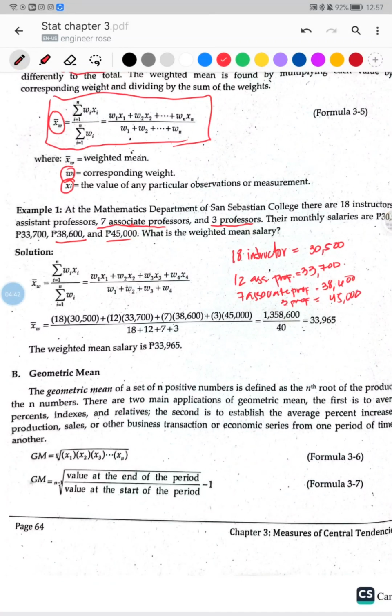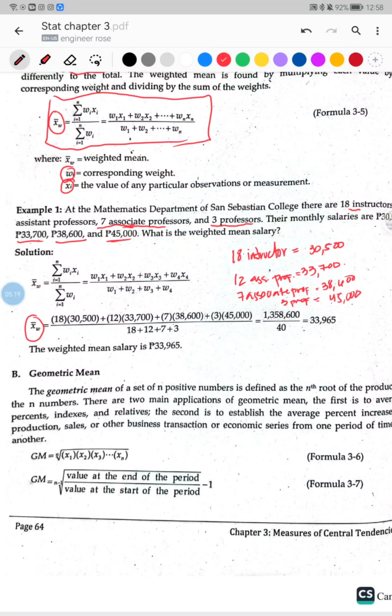Let's go one by one. The weighted mean formula is like this, class: the corresponding weight times x, which is the value of any particular observation. The given salary is the x, and the corresponding weight is the number of instructors, the different types of instructors. So, just multiply each.